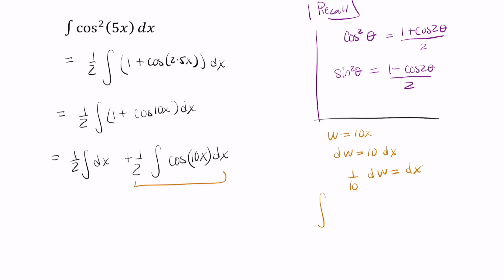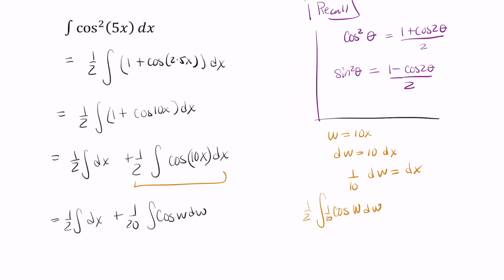So what does this become? This becomes 1/2 times the integral of cosine w dw, and of course I have this extra 1 over 10 out front, so I'm going to multiply that here. This tells me I can rewrite this as 1/2 times the integral of dx. This part did not change, but this part did. This is 1 over 20 times the integral of cosine of w dw.